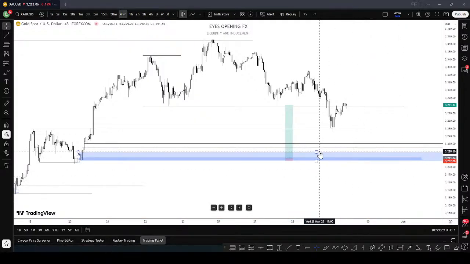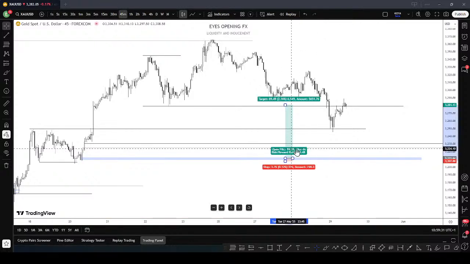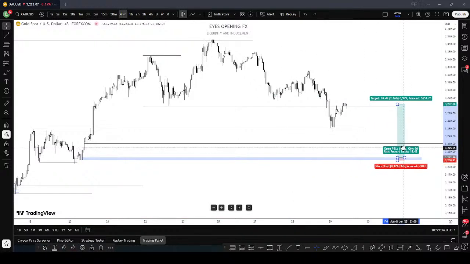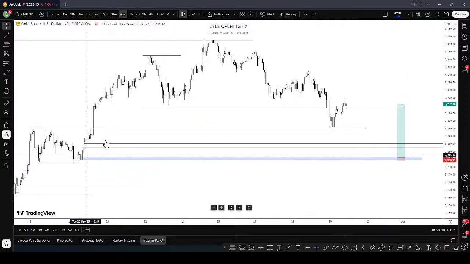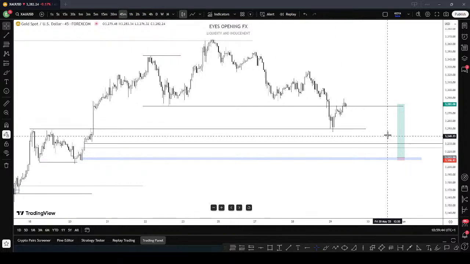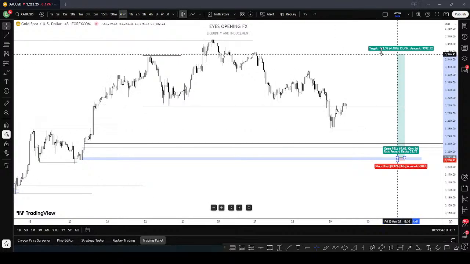So if you are refining it, you will just remove this to refine that particular zone, but this is a lot of work. So instead of doing this, you can just mark out your point of interest, wait for confirmation, boom, you take your entry, even if your point of interest is wide. So just wait for confirmation, then you buy.